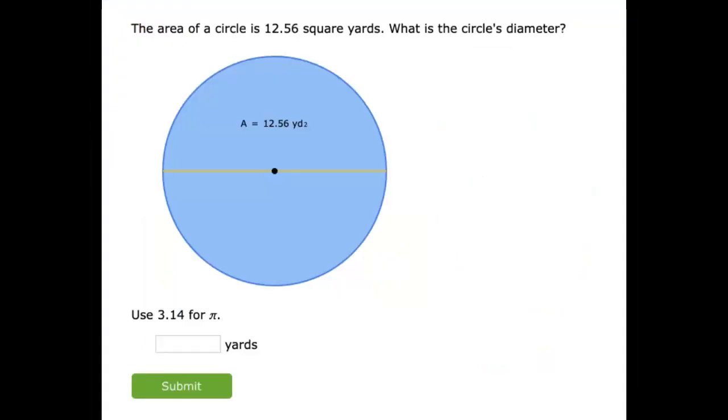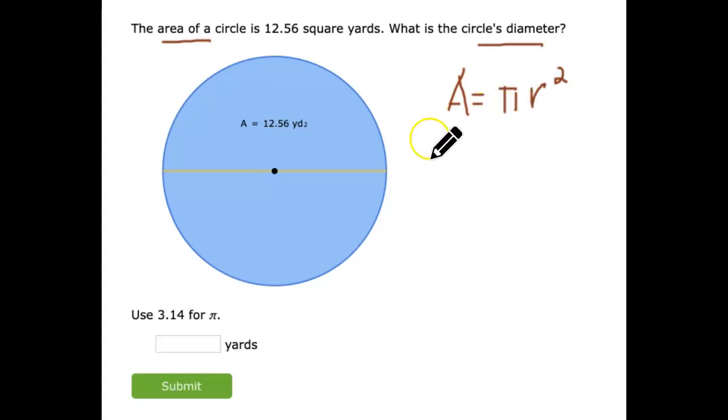All right, and our next problem is here. The area of a circle is 12.56 square yards. What is the diameter of the circle? Since the given is the area and we're looking for the diameter, we're going to use the area formula, and we know that this is pi r squared.